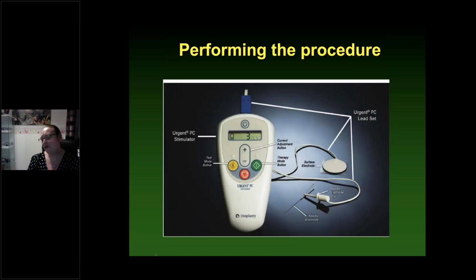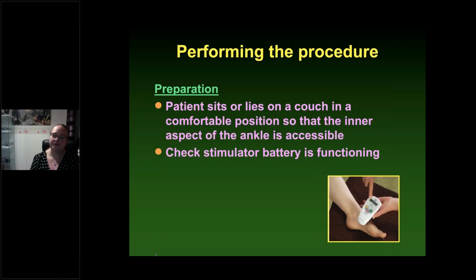So how do we perform the procedure? When you're doing the procedure, you have your urgent PC stimulator, and then you have your lead set, and you're going to use a new lead set for each patient per treatment. To prepare the patient, you're going to get them sitting or lying comfortably on a couch or in a recliner chair, because they're going to be there for the next half an hour. And we need to make sure that the inner aspect of the ankle is accessible.